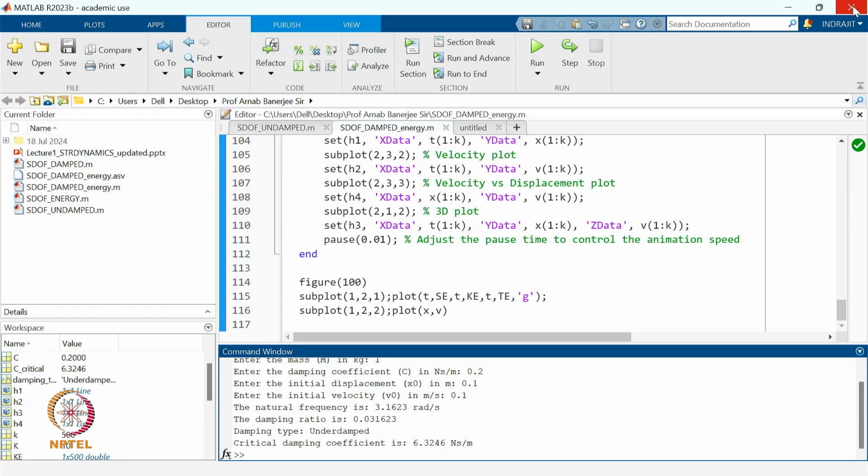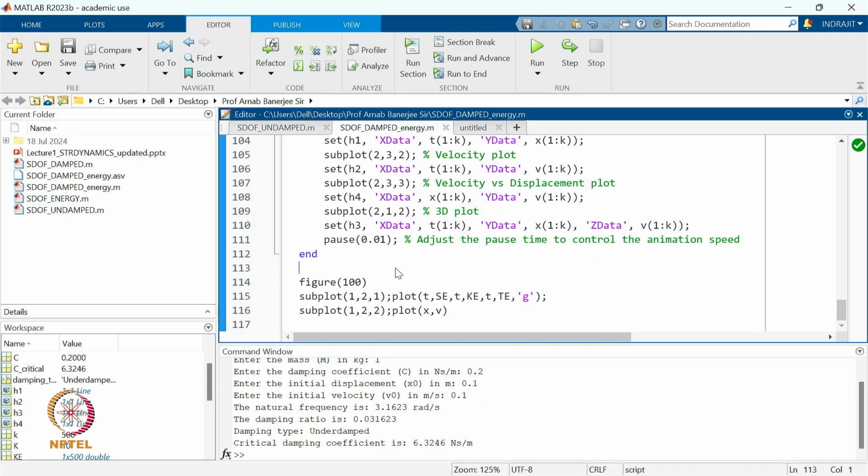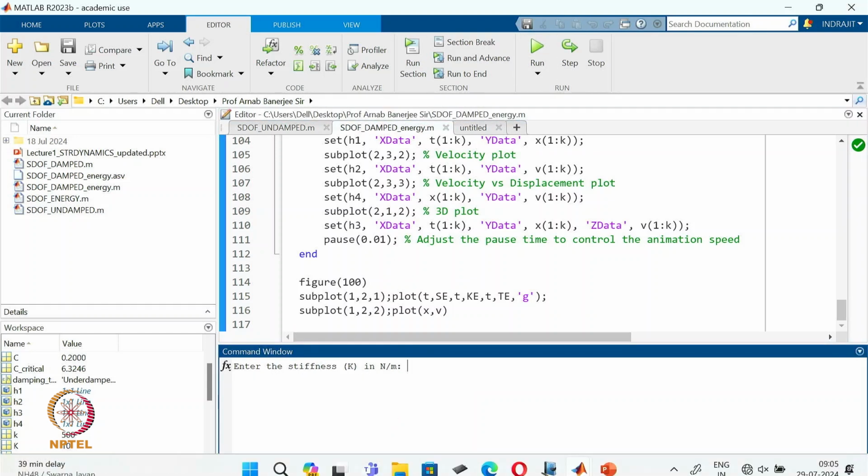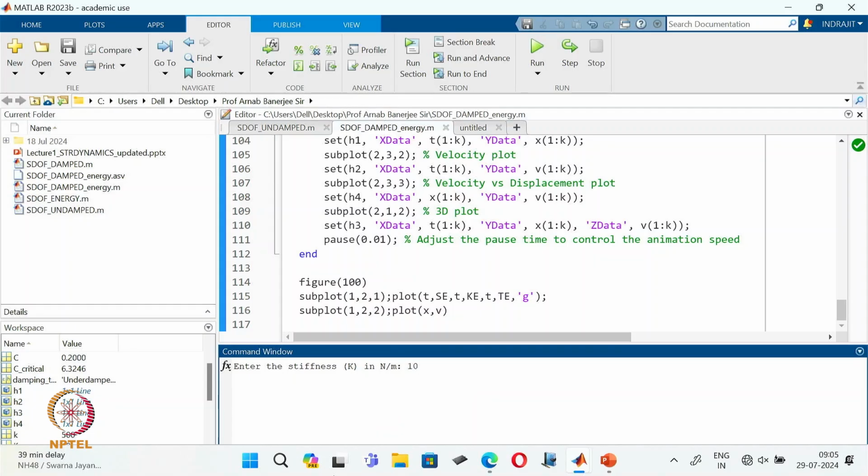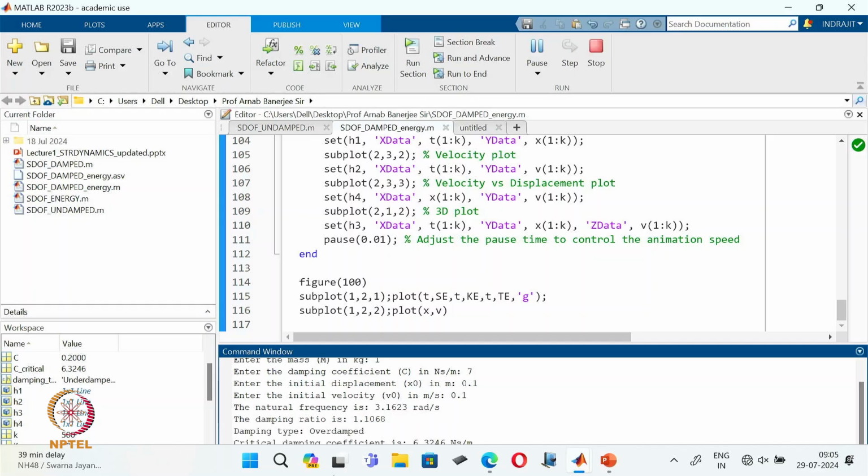Critical damping is 6.3. Okay. So maybe if I just try to do some overdamped, maybe I will put 7. 1. Critical damping, I am putting 7. Initial displacement 0.1.